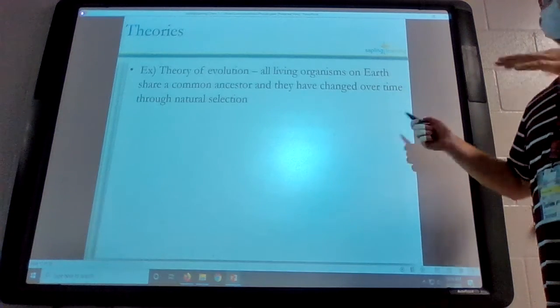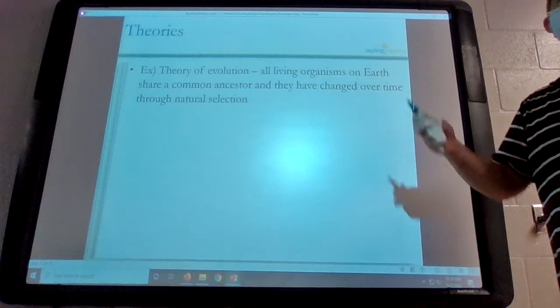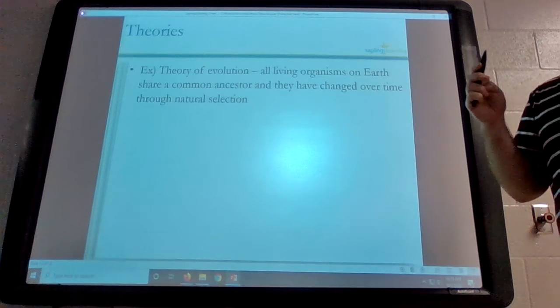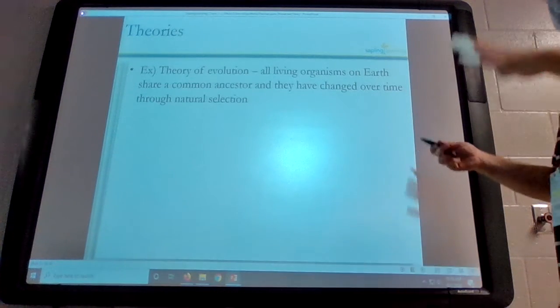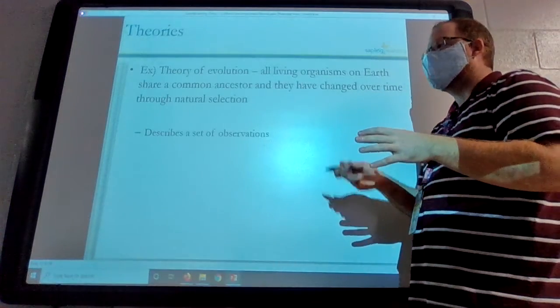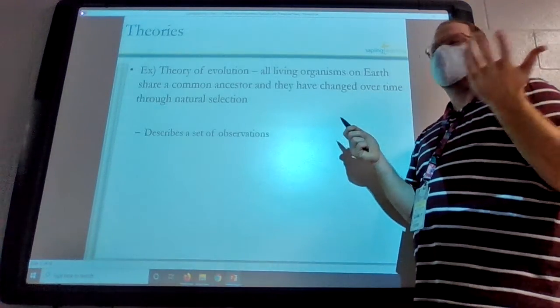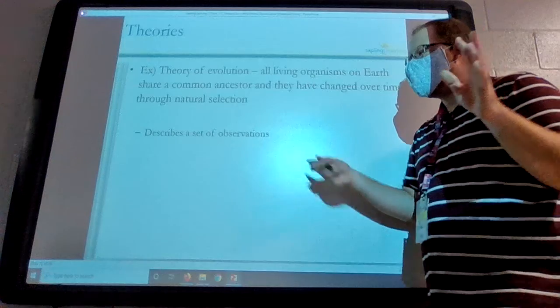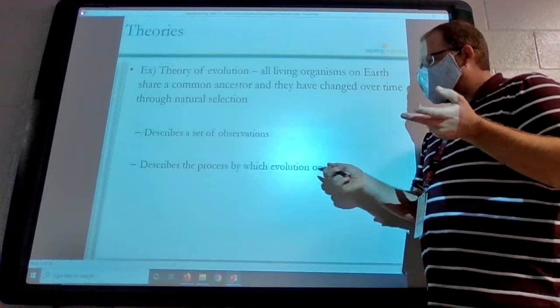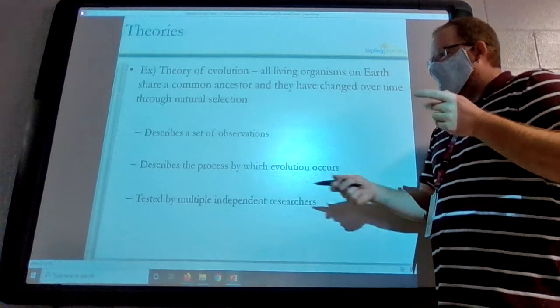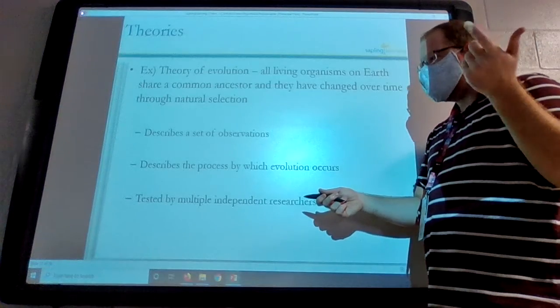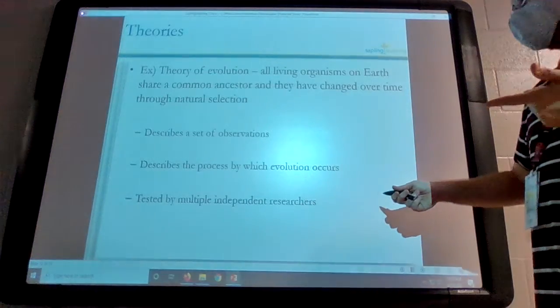We have literally seen evolution take place before our eyes. It's not just something that happened in the past. It's happening today in many different animals. And so it is a proven thing. It describes a set of observations, describes the process by which evolution occurs, and it's tested in multiple different independent researches.